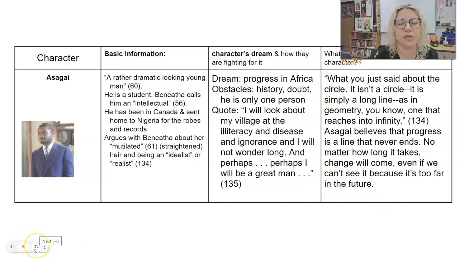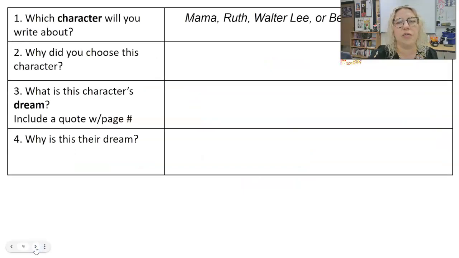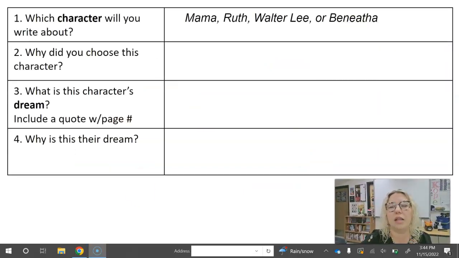Okay, and so you'll need to do the same thing for your character. Let's take a look at what you are actually supposed to write in your must do. So turn there right now. You've got some questions, and the first one is, which character will you write about? Your choices are Mama, Ruth, Walter Lee, or Beneatha. Write one down right now.